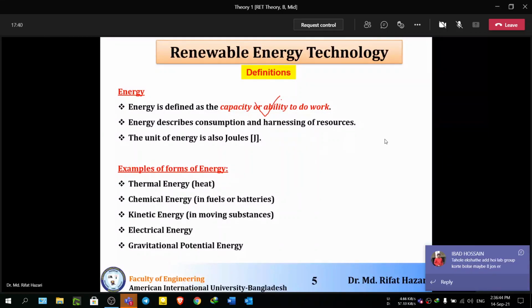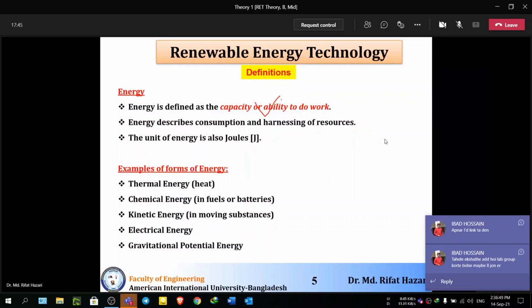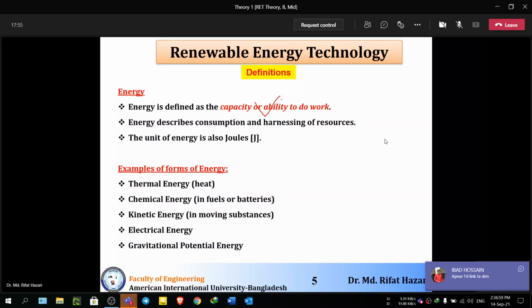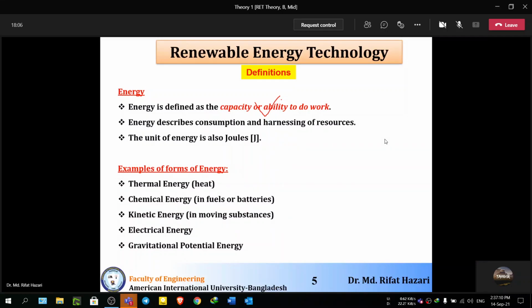What does it mean? For example, if you have petrol or octane, maybe you will apply this petrol or diesel in your engine, right? That means you are actually extracting the energy inside the petrol so that you can run your car, or you can run your bike. Yes, sir. Okay, that means you are extracting the energy.